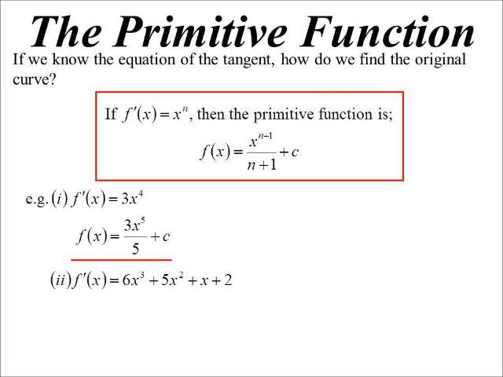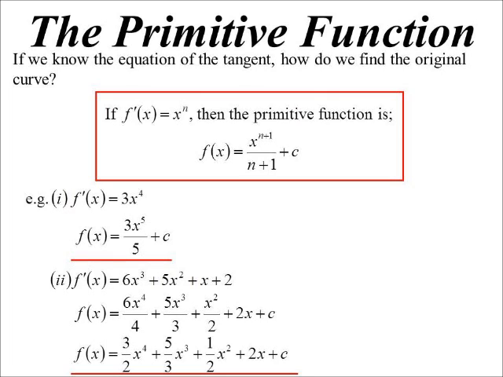And just like differentiation, if we've got several terms, we just do it one at a time. So each one of these, we'll add 1 to the power over the power. So x cubed becomes 6x to the 4 over 4. Then the 5x squared, 5x cubed over 3. X, which is of course x to the power of 1, becomes x squared over 2. And the constant 2, well, that's really 2x to the power of 0. So add 1 to the power over the power, we get 2x plus some constant. Now, that first term, of course, tidies up. So we have 3 over 2 x to the 4 there.